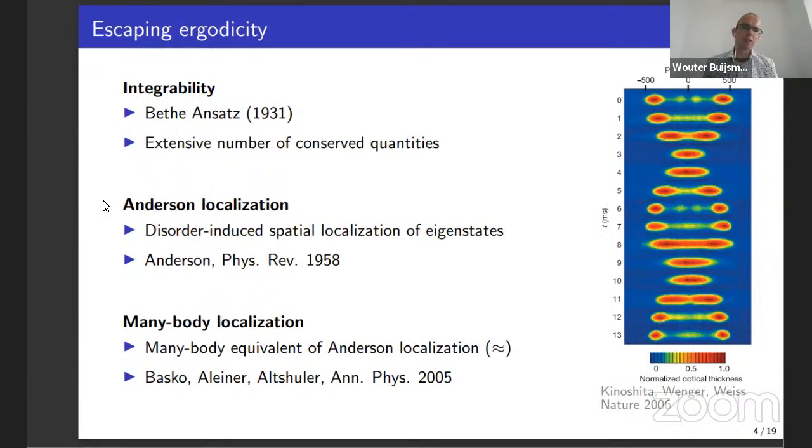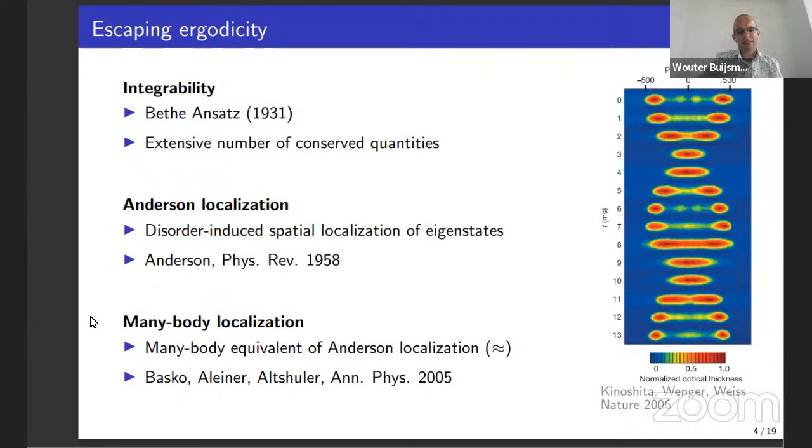Okay, a second mechanism to escape ergodicity is Anderson localization. This is what we see in non-interacting lattice systems. Because of disorder, certain interference phenomena occur by which eigenstates become spatially localized. So again, the eigenstates are spatially localized. They don't spread out over the full system. And the system is just non-ergodic. And this was found by Anderson in 1958.